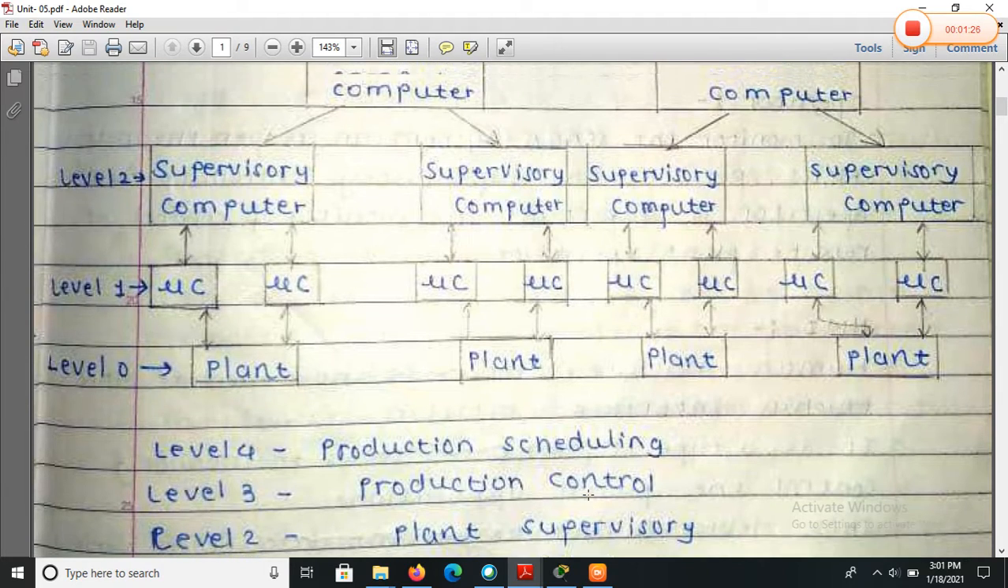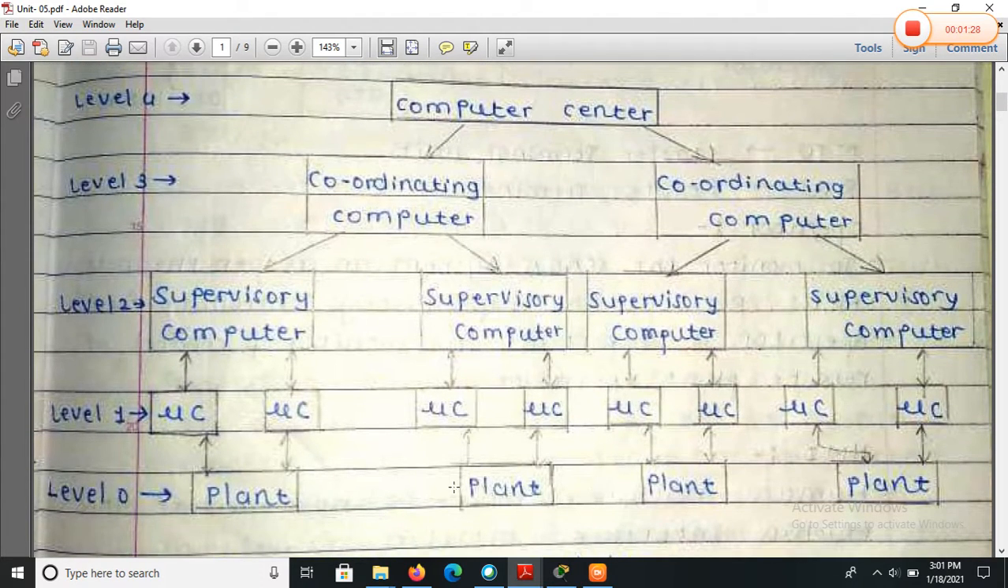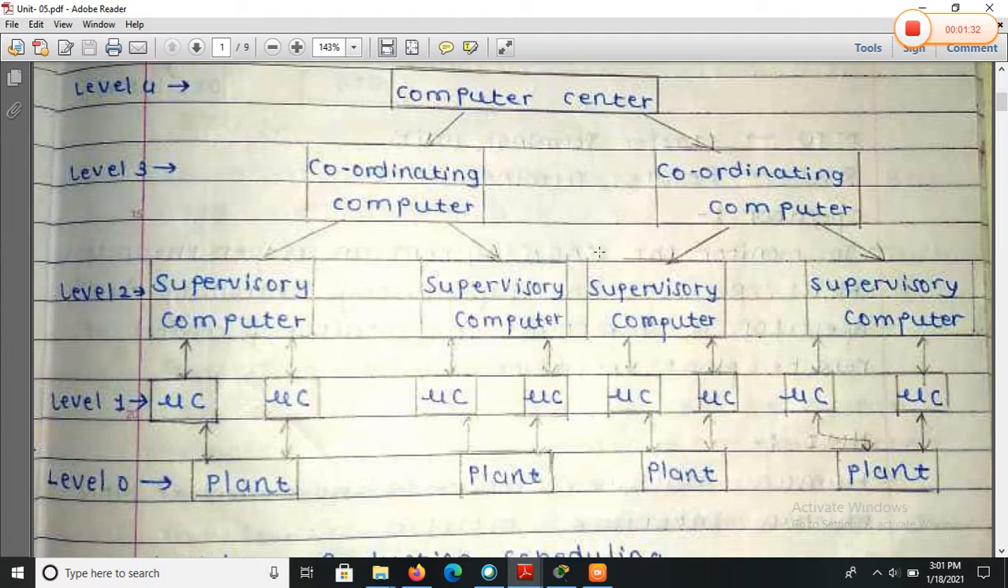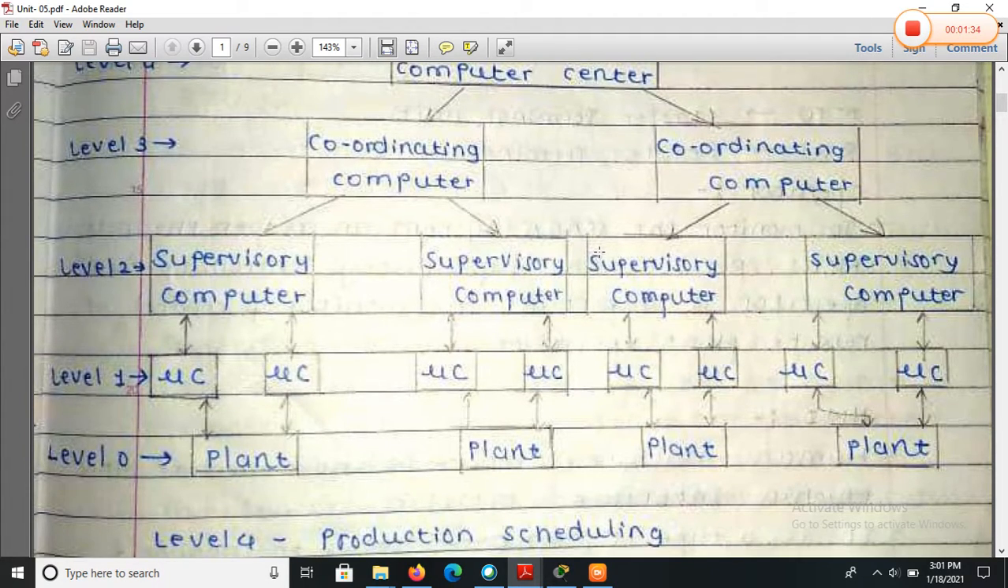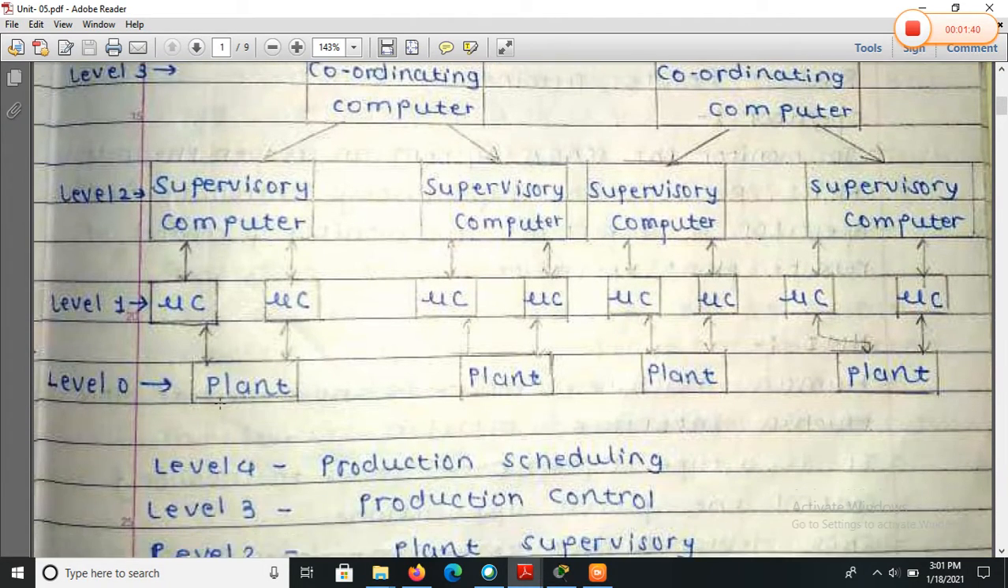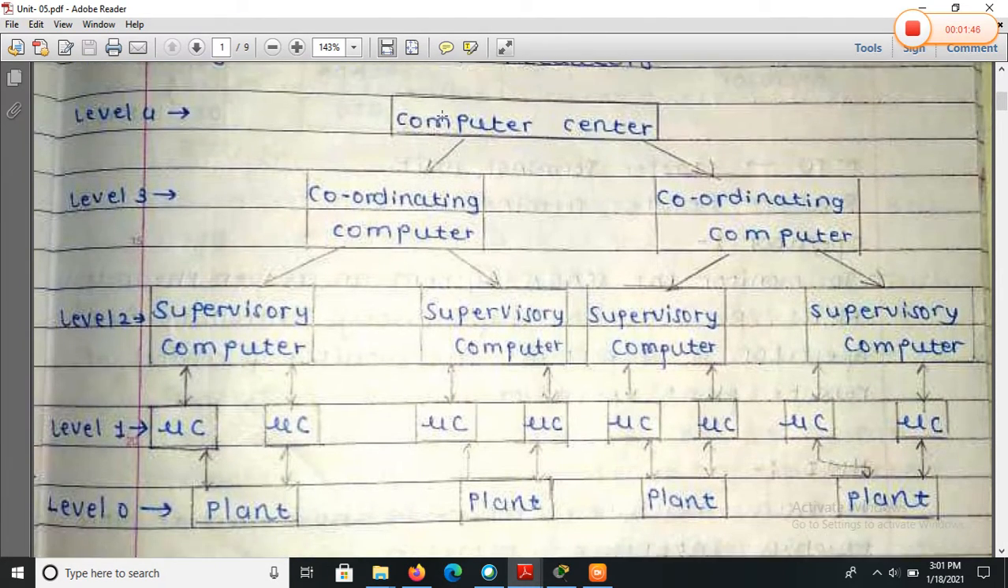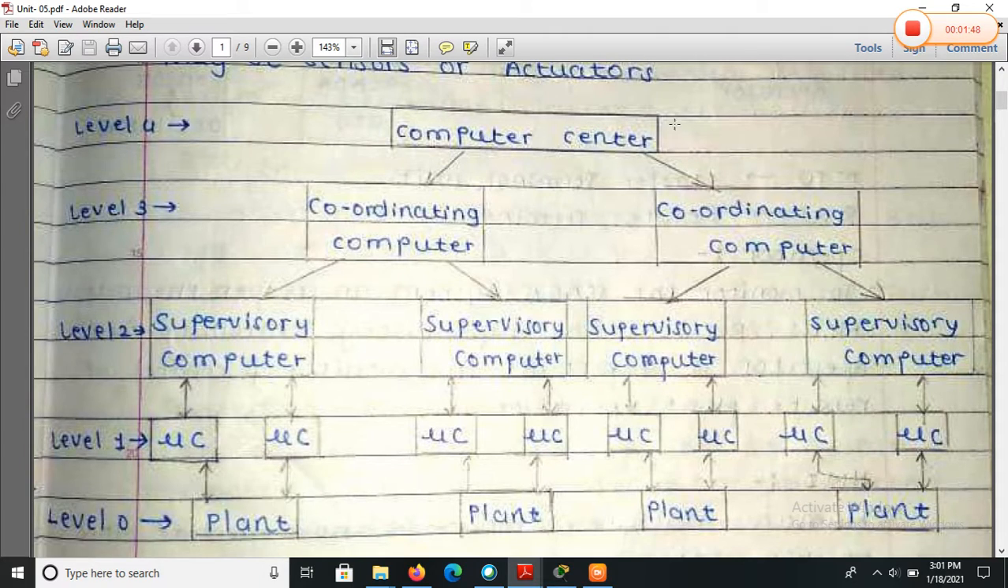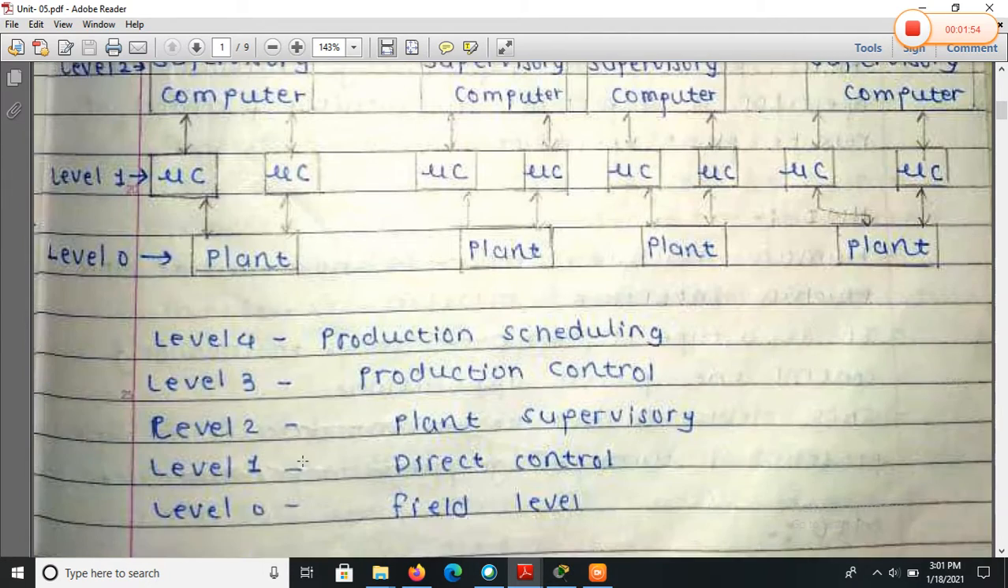Now, level 3 is called the coordinating computer. These coordinator computers coordinate the supervisory computers, microcontrollers and plants. This is called production control. Here we control the production. And the top level, level number 4, is called production scheduling. Here we schedule the production, and this is the flow of the production.